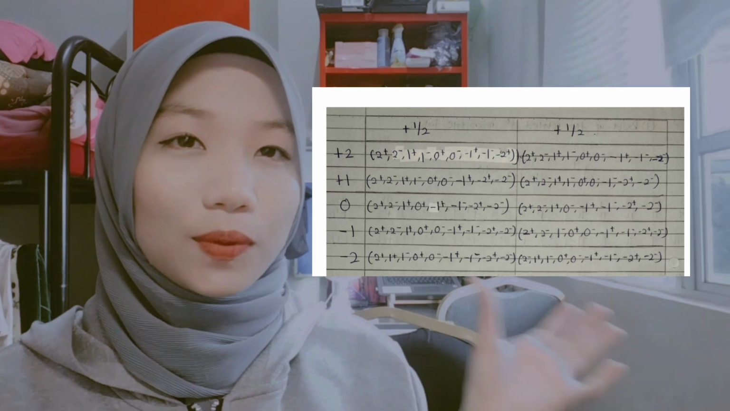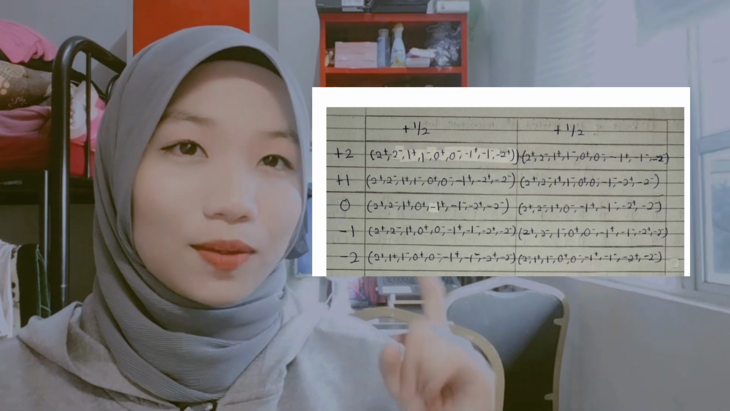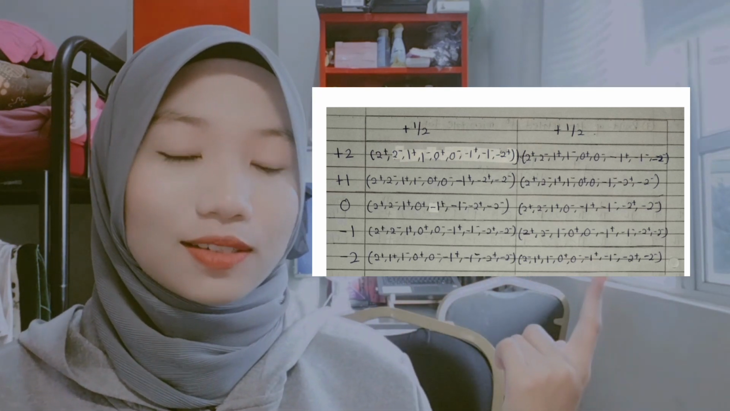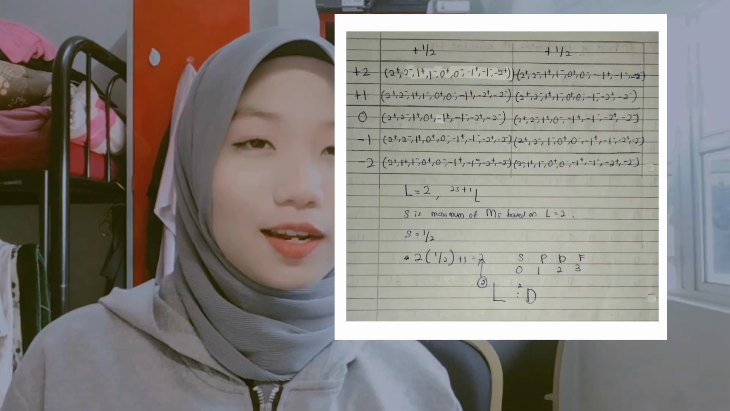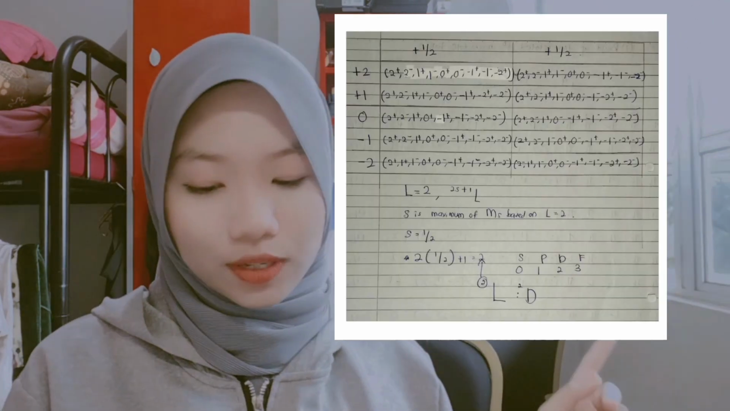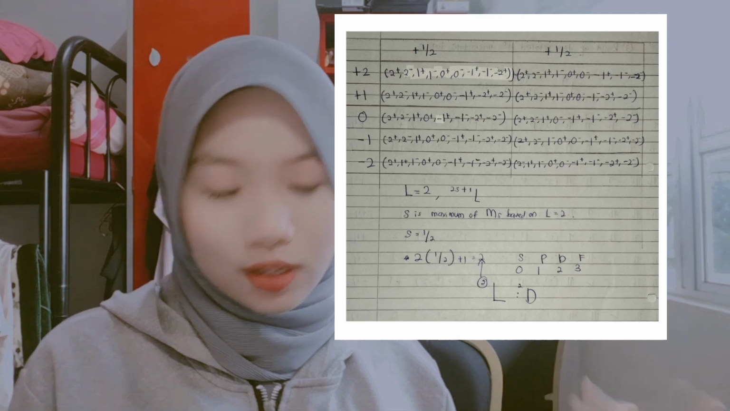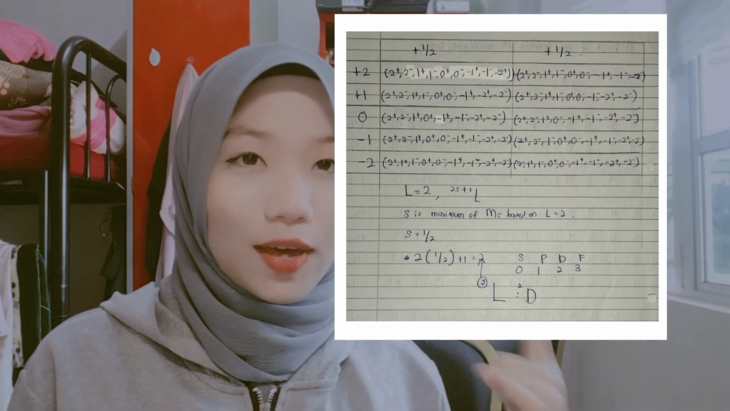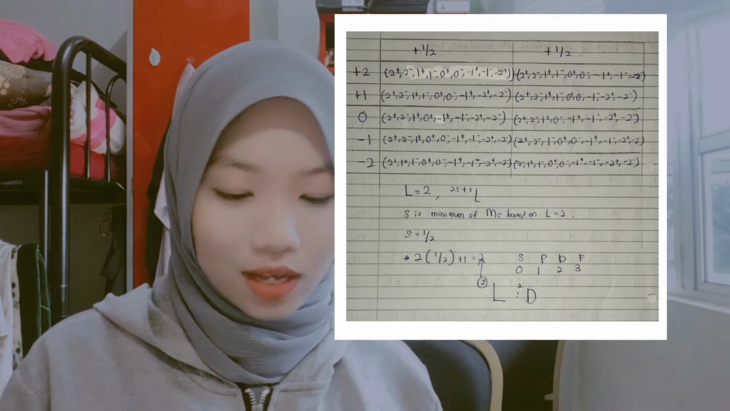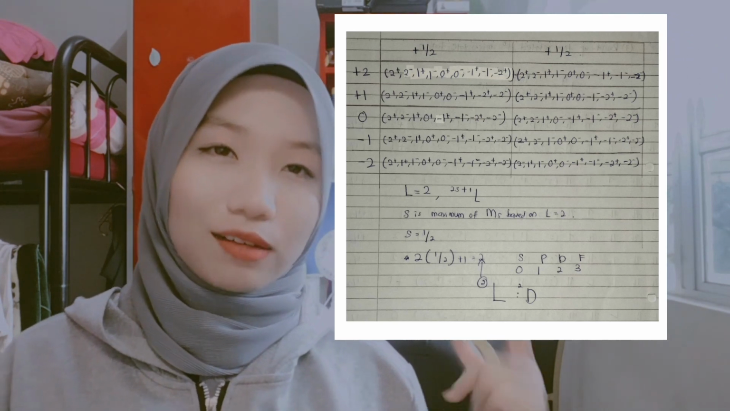Then I will make a proper table for the positive and negative charge of the electron. Then I will use this formula, which is L equals 2 and 2S+1 L. As a result, I will have 2D.